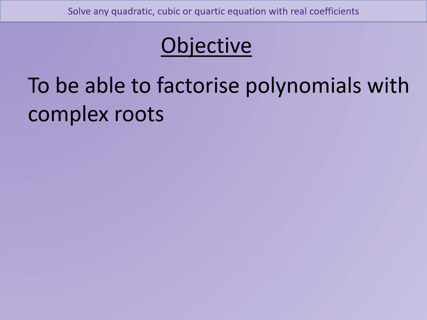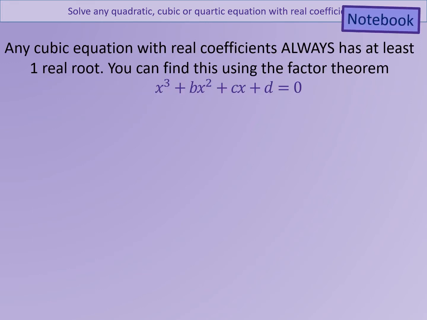In this lesson, we're going to continue to factorise polynomials with complex roots using a range of different methods. So our first note is that any cubic equation that has real coefficients will always have at least one real root. You can verify that by trying to draw a cubic graph that doesn't cross the x-axis at least once, and you'll find that you're not able to do so because it either starts at the bottom and ends at the top, or starts at the top and ends at the bottom. It always has to cross the x-axis at least once, which means it will always have at least one real root. Sometimes it'll have two or three.